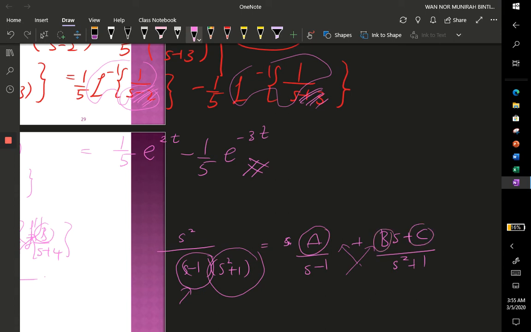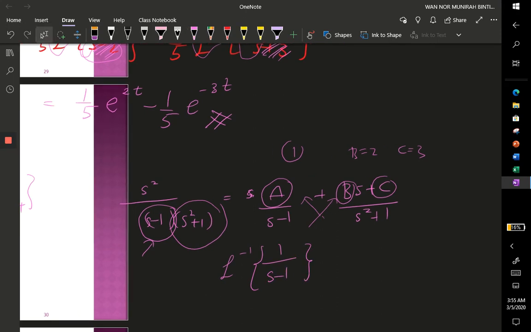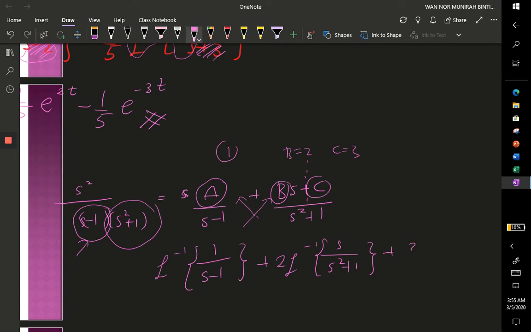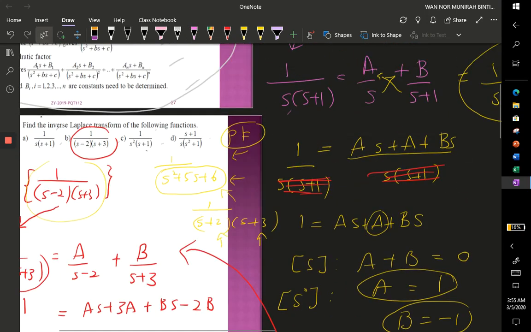Okay, let's say A is 1, B is 2, C is 3. When you get the Laplace inverse, it becomes this. A is 1, so 1 over s minus 1. B is 2, so you apply linearity here, plus 2 Laplace inverse of s over s squared plus 1. Plus C is 3, so plus 3 Laplace inverse of 1 over s squared plus 1. So you get the solution. Okay, understand? Alright, so what else?